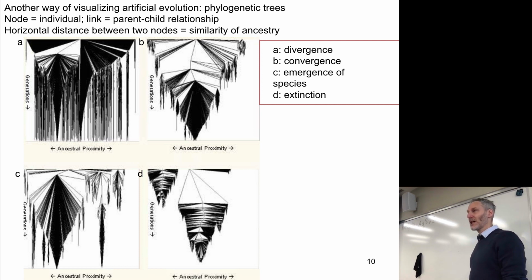Is it like the performance? It's not performance. Good point. Actually, nothing here has to do with fitness. Fitness is not visualized at all here. Ancestral proximity. Is it based on the number of steps of evolution since they were the same? Since they were the same.